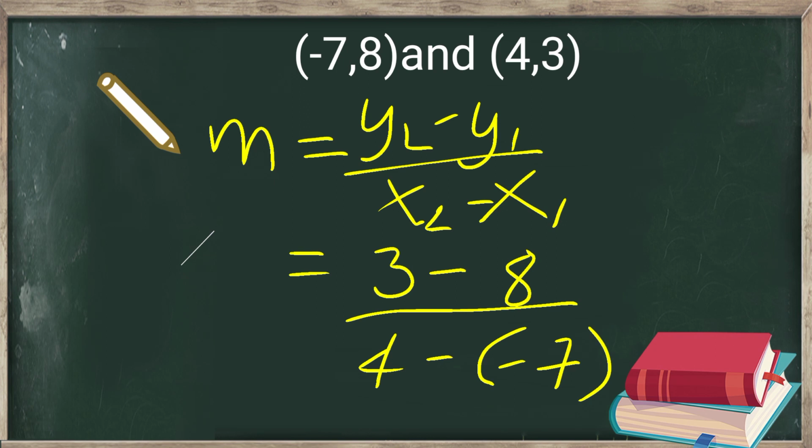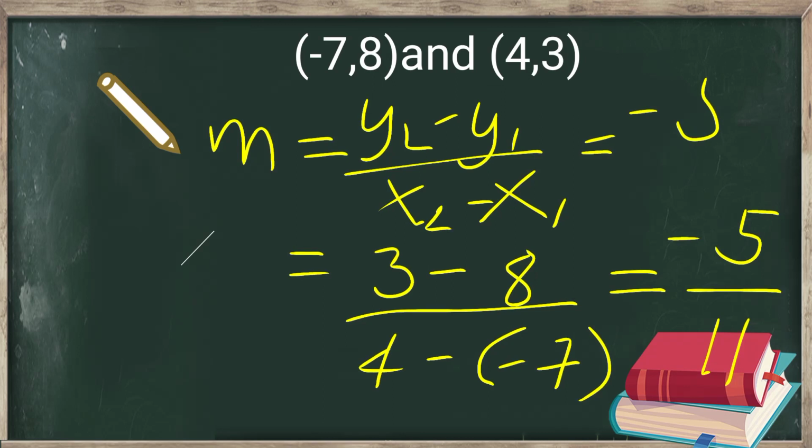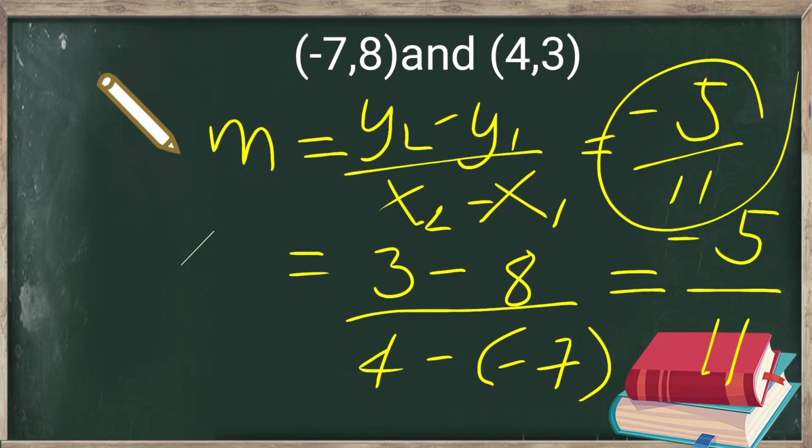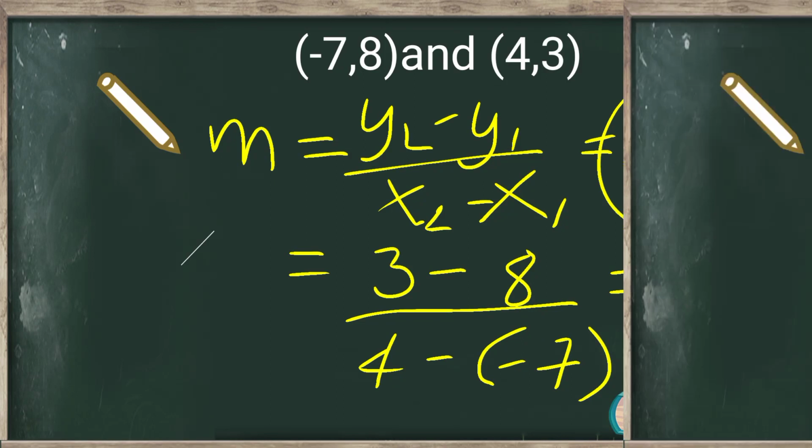Okay? So, why is it minus? Kasi sabi doon, change. So, pag sinabing change, you need to get the difference between the two coordinates. So, 3 minus 8. Okay, so, we will have, I'm gonna put it here. 3 minus 8 is negative 5 over 4 minus negative 7, that is 11. So, ibig sabihin, ang slope mo ay negative 5 over 11. Okay. Next example.